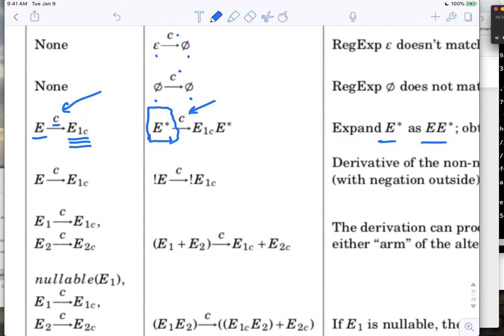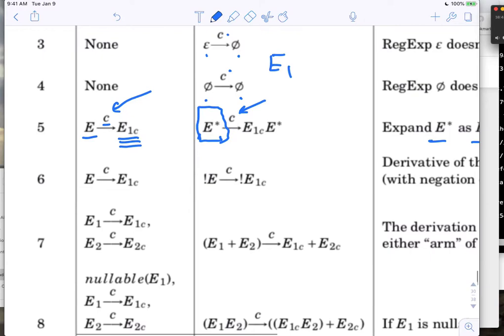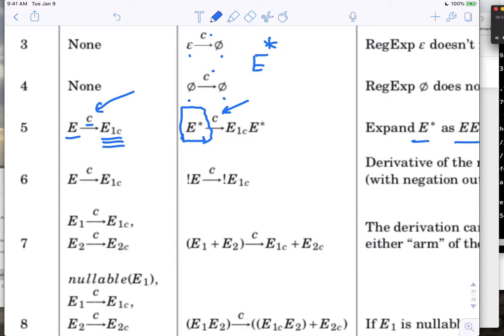So you have to consume that from somewhere. So you have to open up the E star as E, E star. The derivative of E star has to be opened up as going to the E E star case, because the other case hidden in E star is epsilon, which doesn't help us. So you come to the E E star case, then ask what E itself can derive through the character, because you have to be working on the head. Suppose E itself says I can derive E1C, then having derived E1C, you put E star back in the tail. So that's how that rule works for the derivative of E star. You have to assemble it from the head. Open up the star.